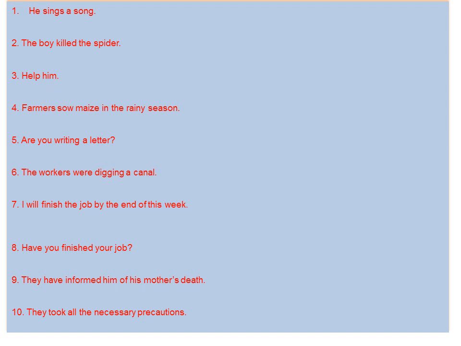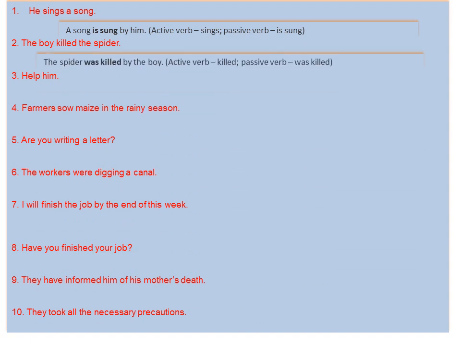First one, he sings a song. It's the present simple. So the answer would be a song is sung by him. We have the to be form, is, and then V3, sung. The second one is past simple. The boy killed the spider. So the answer would be the spider was killed by the boy. Please do 3 until 10 and we'll check.